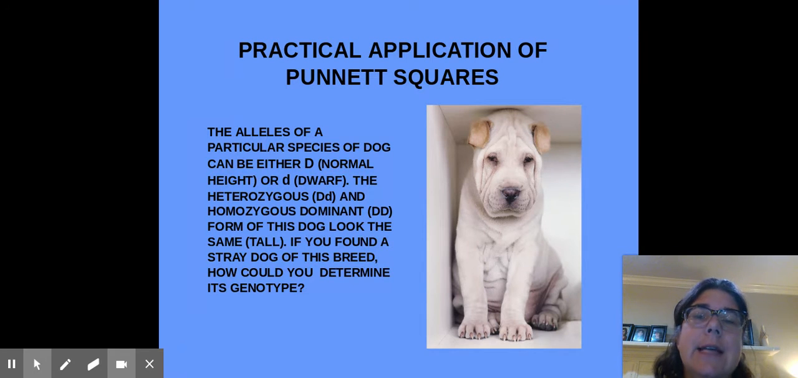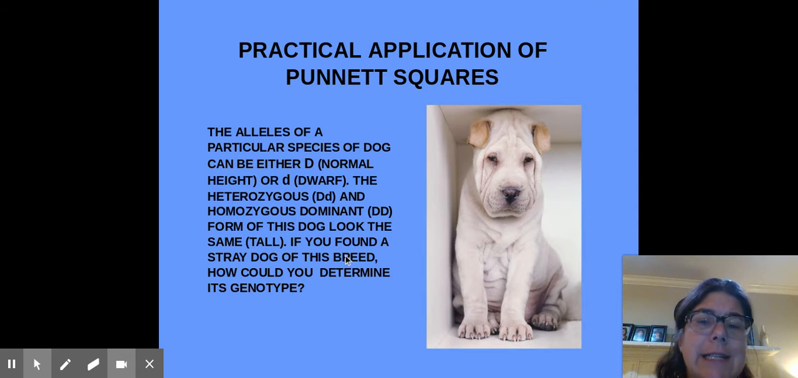Okay, so in this case, big D is normal. That means that the dominant trait is normal. Dwarf means small. If it's heterozygous, remember I told you before, homo meant same, hetero means different, big D, little d, and homozygous dominant, big D, these forms look the same because they each have a dominant allele in it. Both of them have a big D. They're both going to be tall.